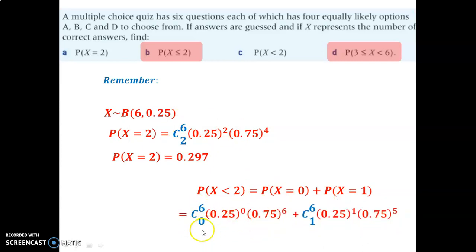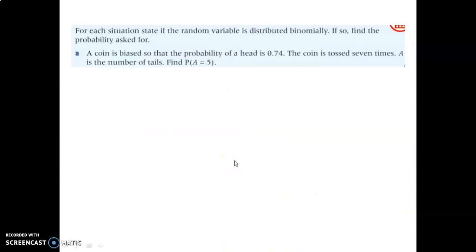6 choose 0, so that means you get none right, and then you multiply that, none right, so 0 of those, and all 6 of them are incorrect. And here 6 choose 1, so 1 correct out of 6 questions. There's 1, and there's 5 that are wrong right there. Combine all that, and the answer is this value right here, 0.534. Okay, a couple more. Look at this one here. Read that and see if you can set it up.